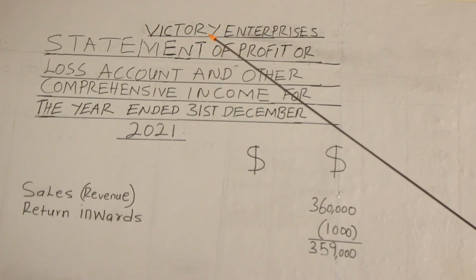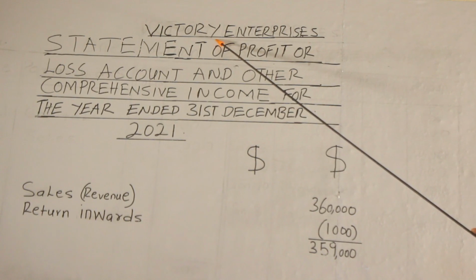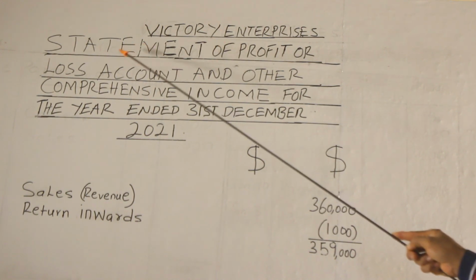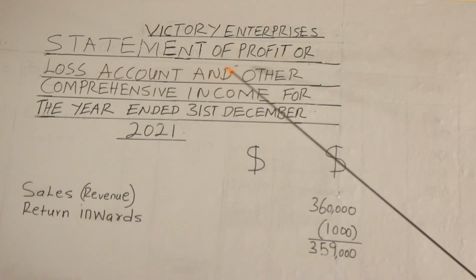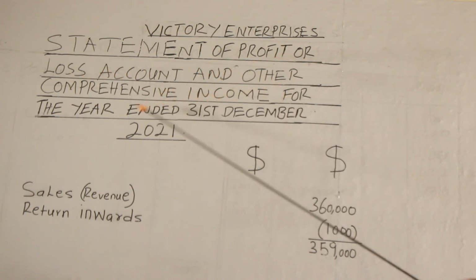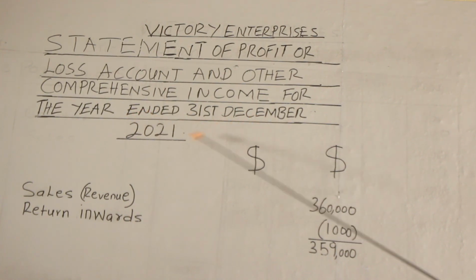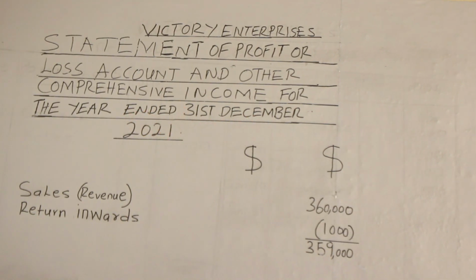The first thing we are going to do is to show the name of the organization we are preparing the account for. Here it is Victory Enterprises. And what account are we preparing for Victory Enterprises? It is the statement of profit or loss account and other comprehensive income for the year ended 31st December 2021. Of course, an accounting year usually runs for 12 months.